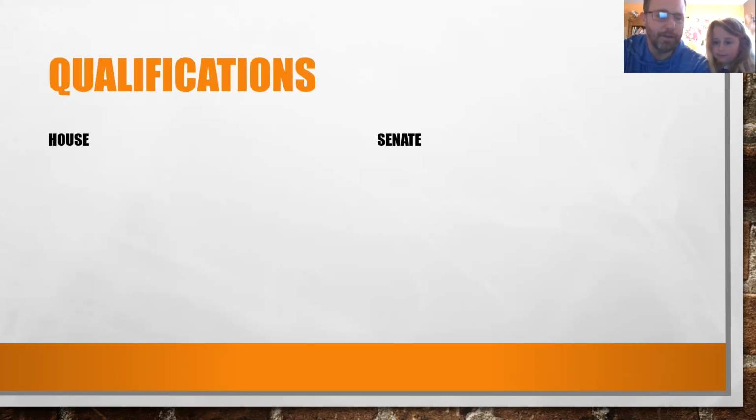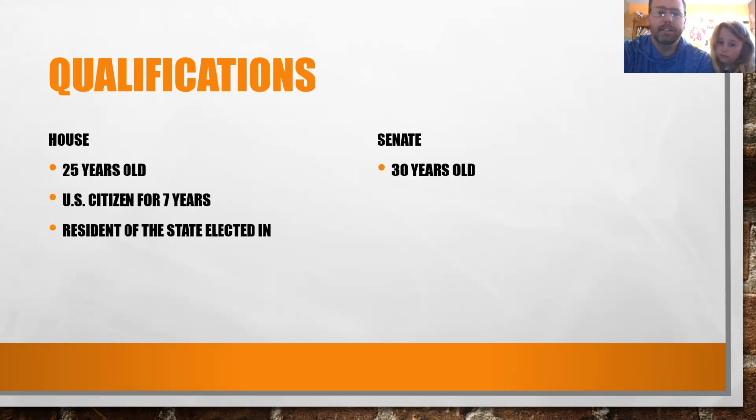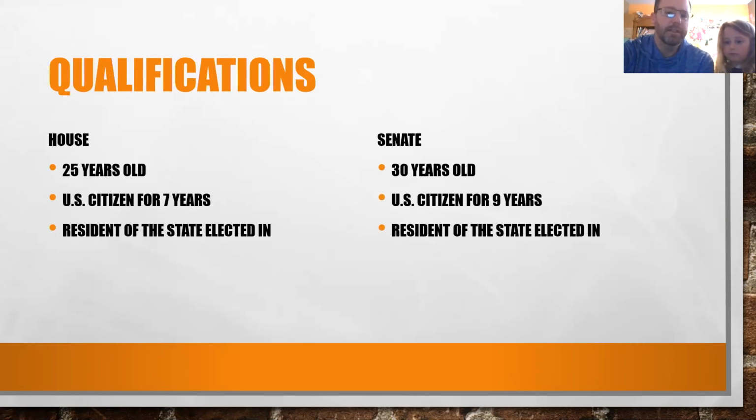All right, qualifications. So these are maybe those things you remember from your Constitution test back in 8th grade. So how old do you have to be a member of the House? 25. You have to be a citizen for 7 years and a resident of the state you're elected in. The Senate's a little older. You got to be 30. You got to be a citizen of the U.S. for 9 years and also a resident of the state that you're elected in.